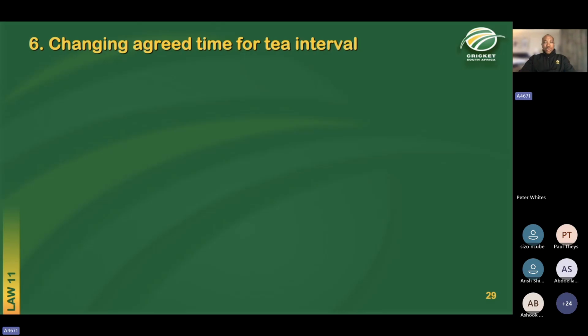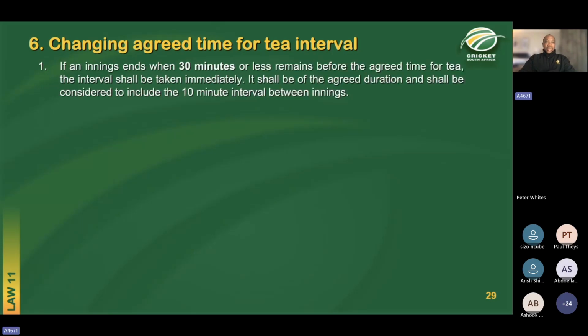When can we move the tea interval? Can we move the tea interval? Let's see what the law says. Yes, we can. The first example of how and when we can move the tea interval: if an innings ends when 30 minutes or less remains before the agreed time for tea, the interval shall be taken immediately. It shall be of the agreed duration and shall be considered to include the 10-minute interval between innings. So the agreed duration for tea in test match cricket around the world is 20 minutes.